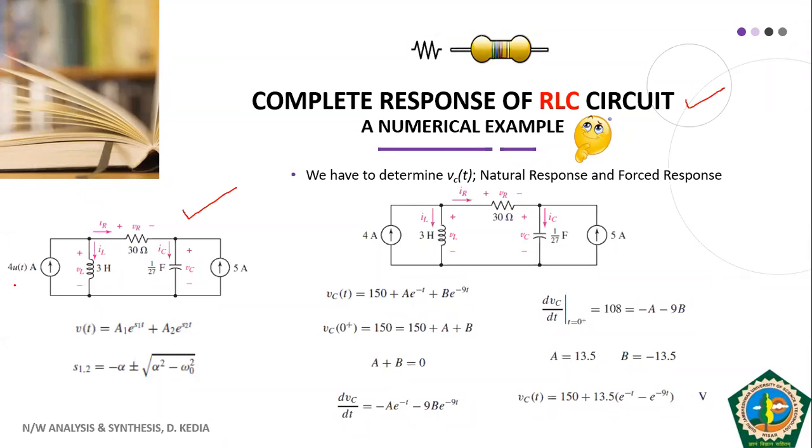We have two independent sources. One is 4 u(t) and another is 5 ampere. So 4 u(t) means this current source is being applied at t greater than 0, where u(t) is a unit step. So for t less than 0, this current source is not present. So for t less than 0 only this source is present. So it means initial conditions will be determined with the help of this only. We will see to that just a few minutes later.